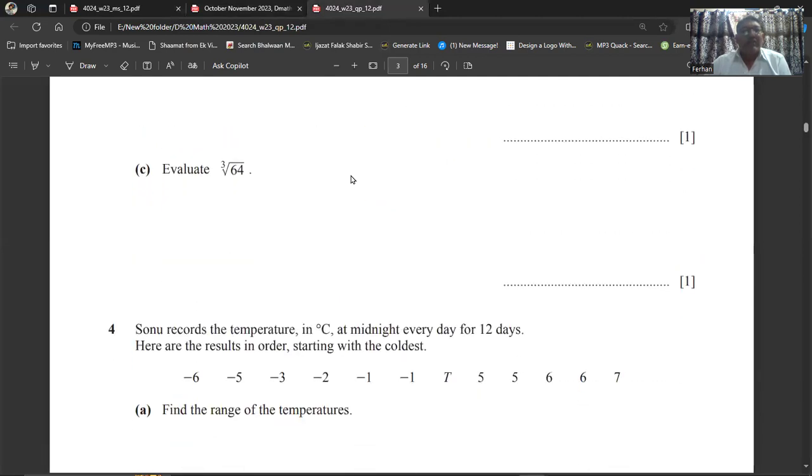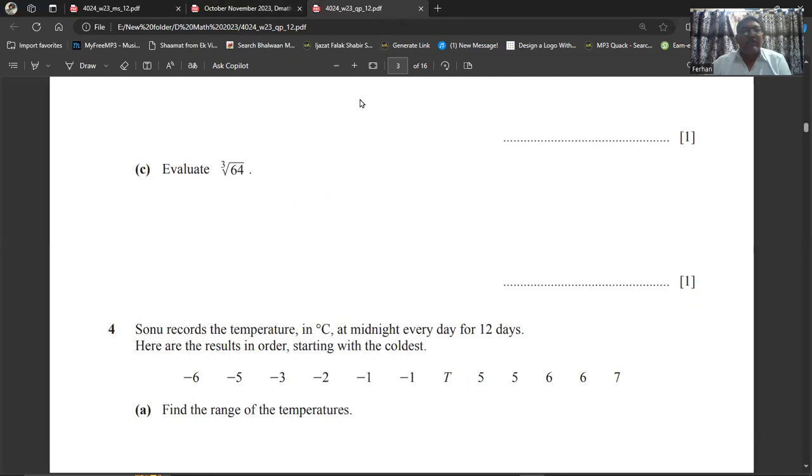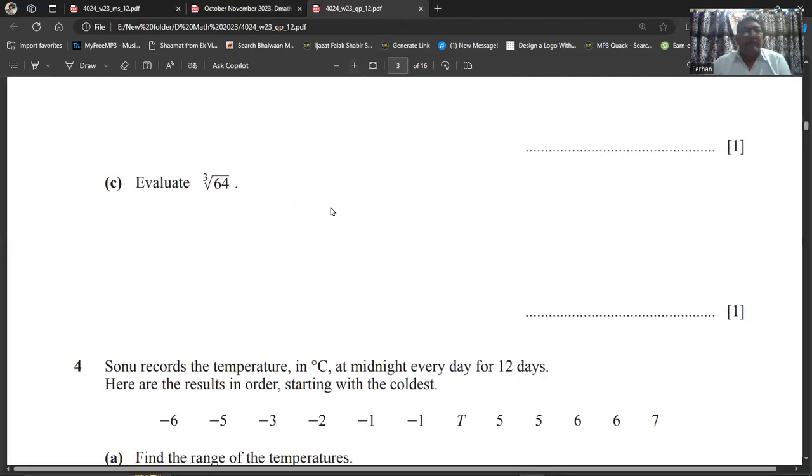Okay, so now we are going to the next part, question number 3, and it's a C part. He says, find the cube root of 64.